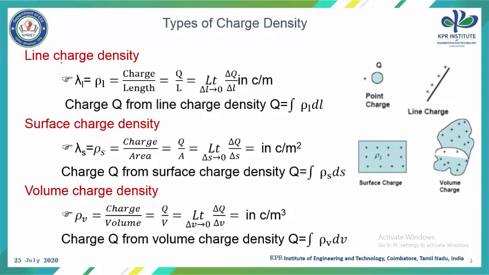Come to the line charge density, rho L equal to charge by length. What is the notation for charge? Q. What is the notation for length? L. Limit delta L tends to 0, delta Q divided by delta L. So what is the unit? The unit for charge is coulomb and the unit for length is meter. Therefore the unit is coulomb per meter.